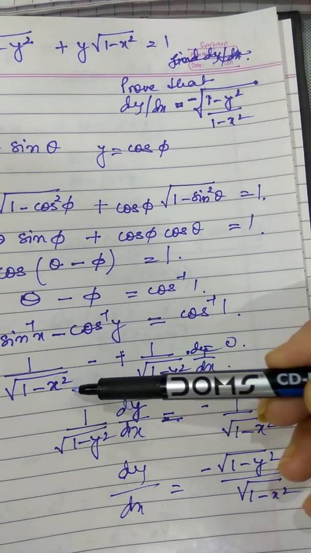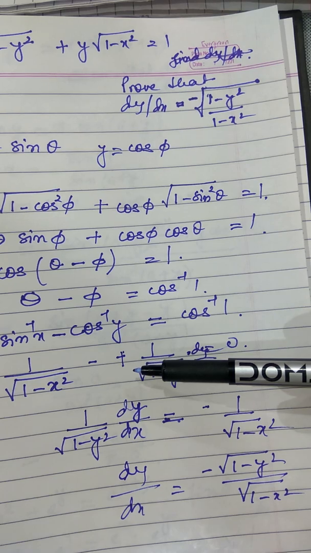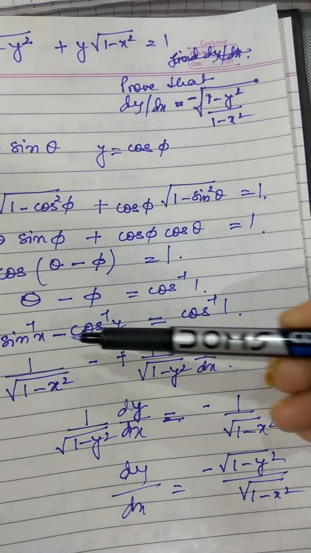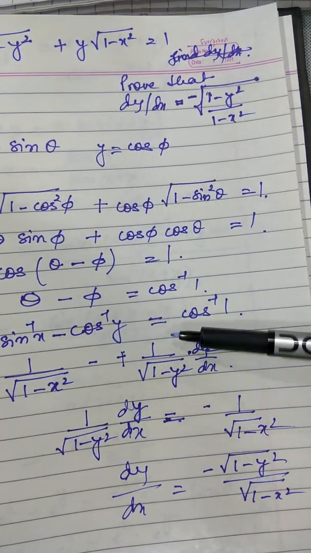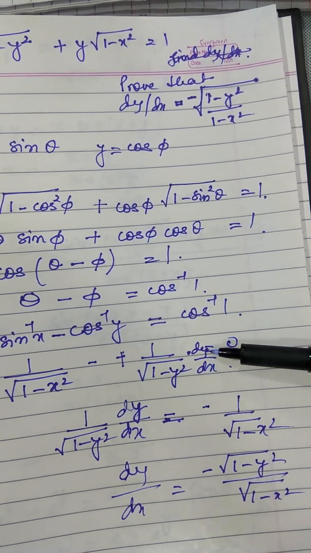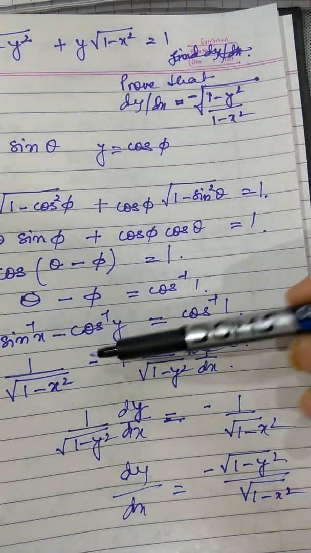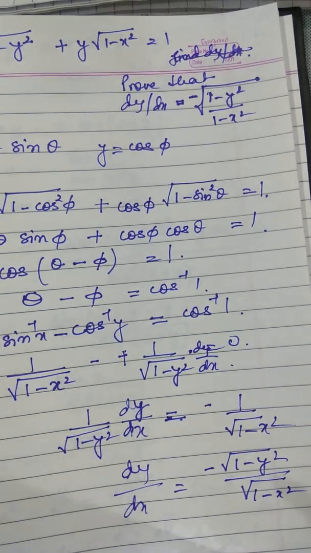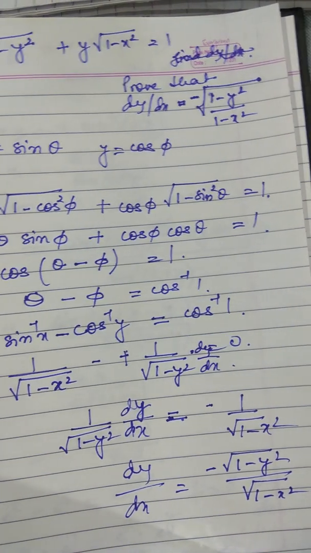1/√(1 − x²) plus, because minus here, so plus 1/√(1 − y²) into dy/dx is equals to 0. Now put dy/dx on one side, you will get the required thing.